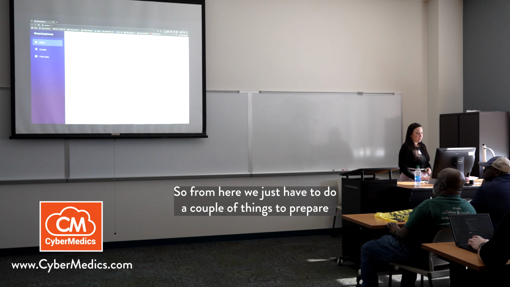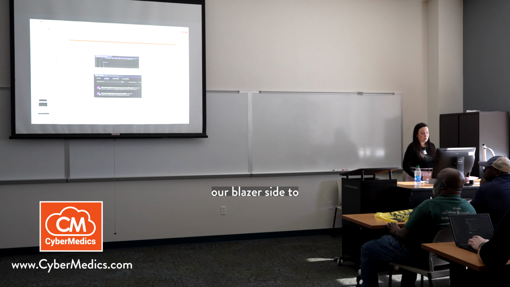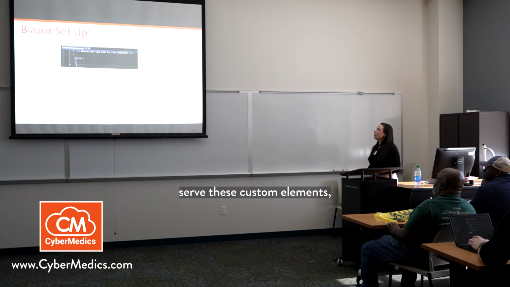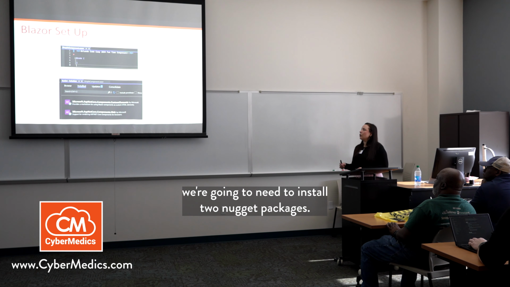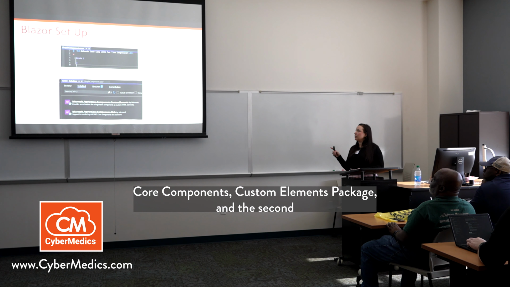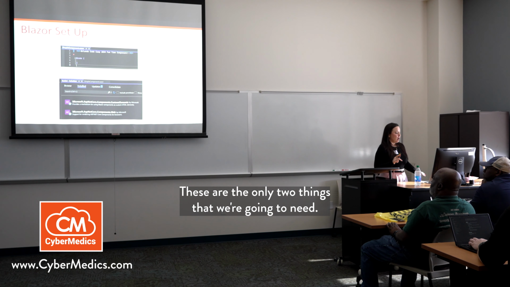So from here, we just have to do a couple of things to prepare our Blazor side to serve these custom elements. We're going to need to install 2 NuGet packages. The first one is the Microsoft ASP.NET Core Components.CustomElements package, and the second is the ASP.NET Core Components.Web package. These are the only 2 things that we're going to need.